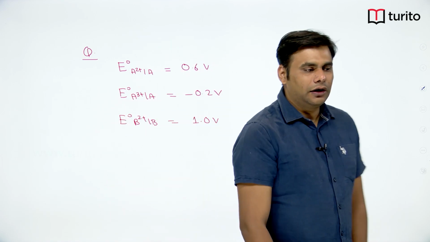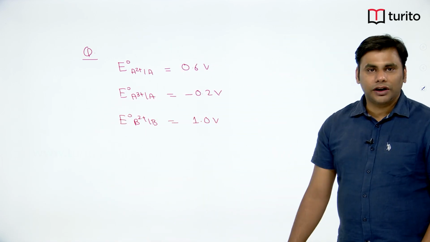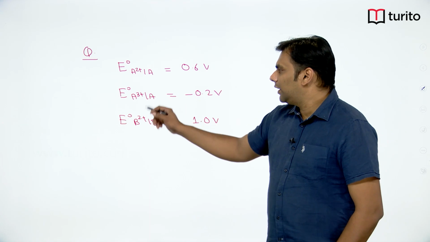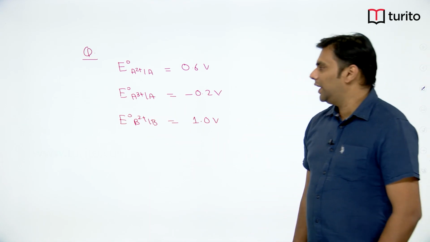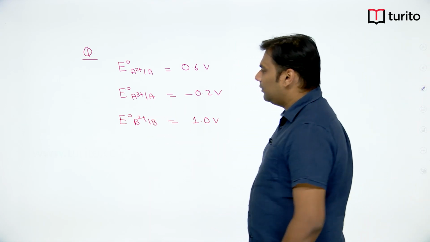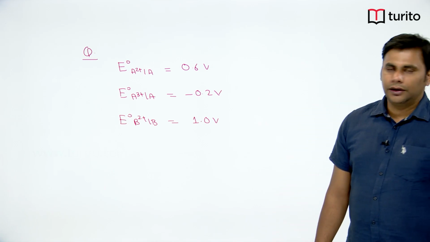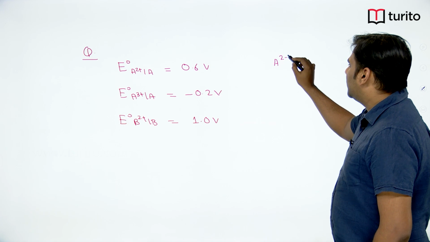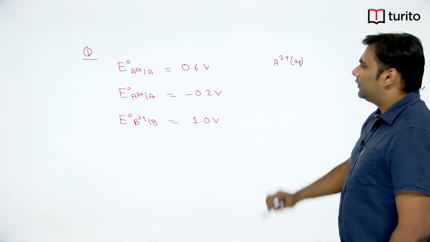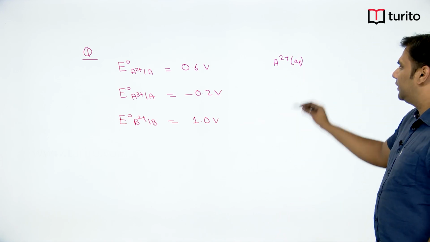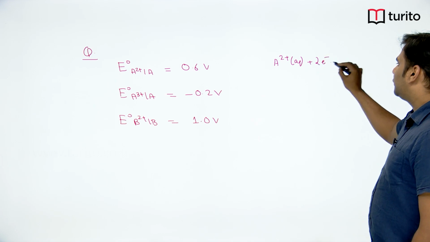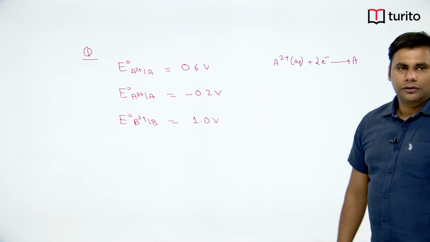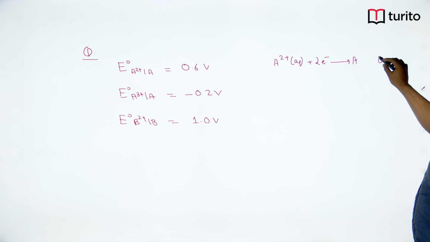Now you can see that all of them are reduction potential. A2+ changing into A, A3+ changing into A, B2+ changing into B. So we can quickly write the reaction. A2+, obviously it will be in the aqueous solution because it is an ion, will take up 2 electron and change into A. So this is a reduction reaction.